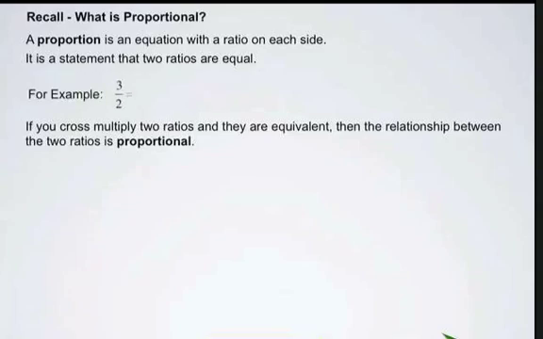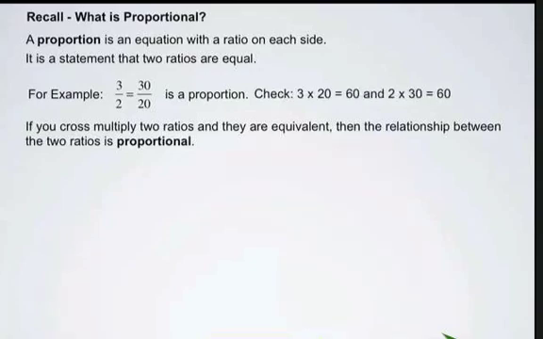For example, if we had 3/2 equal to 30/20, and we were trying to determine if this was a proportional relationship, we would say that it would be, because if we cross-multiplied 3 times the 20, which we've done here, is 60, and cross-multiplied here 2 times the 30, which we've completed, is also 60, you can see that those 2 values are equal, therefore it is a proportion.